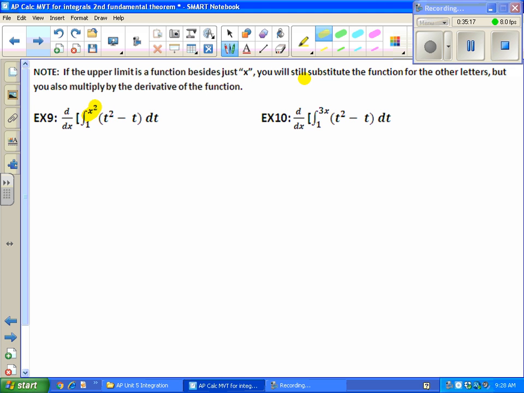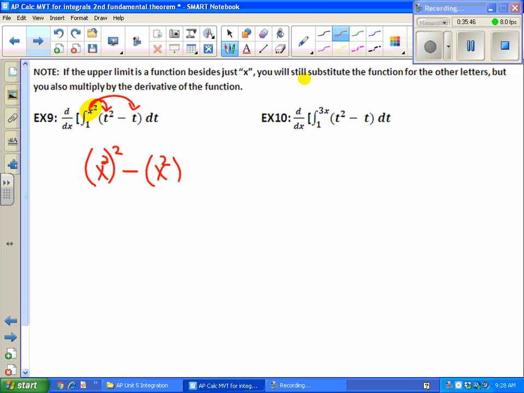All right, so guess what? This time I'm going to put x squared. I'm going to substitute x squared where? I'm going to substitute in for t, and I'm going to substitute it both places. So I'm replacing t squared with x squared, which is going to give me x squared squared minus x squared.